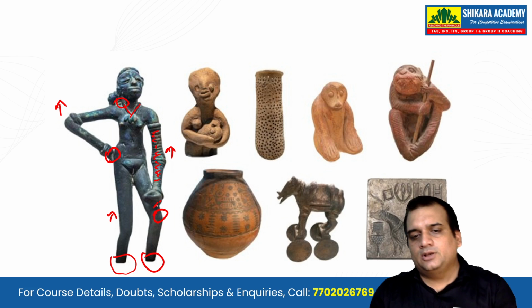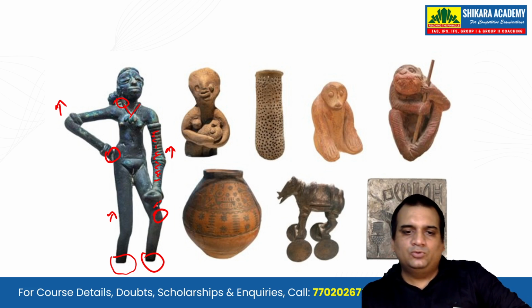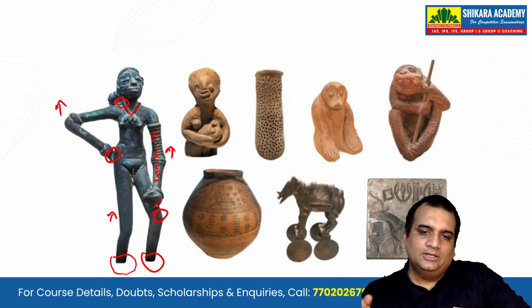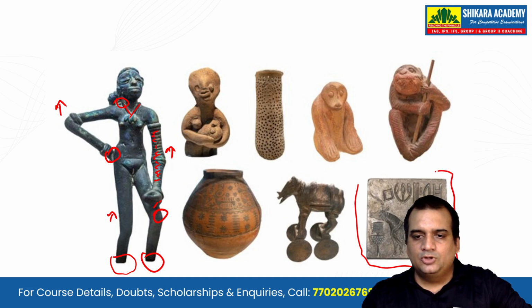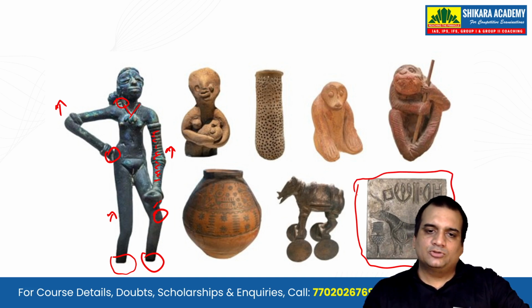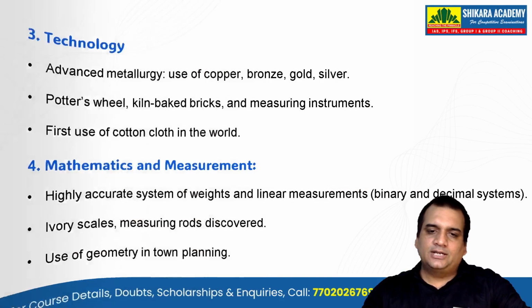So John Marshall was the one who named it as dancing girl. And this is the seal that we are talking about, guys, which has been found mostly in Mohenjo-daro, and there are other figures that you can see here.